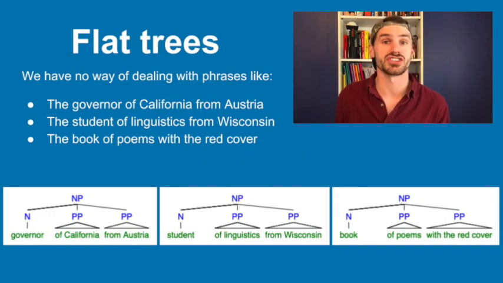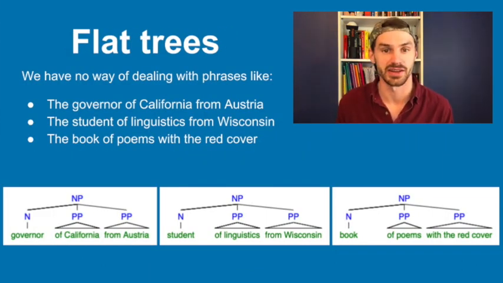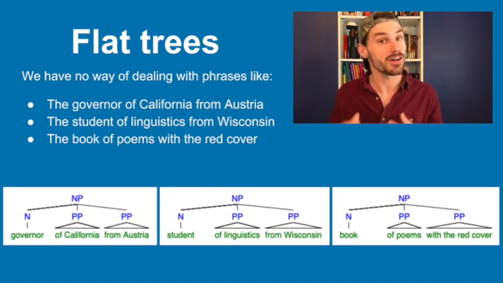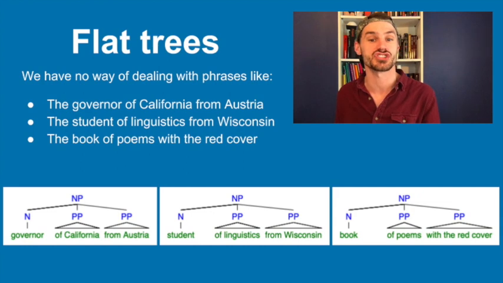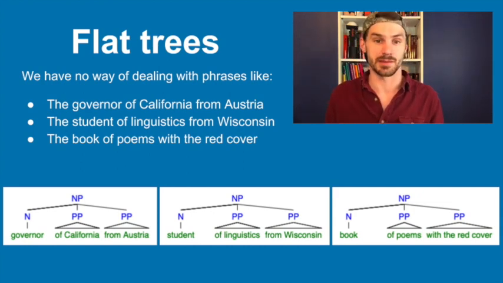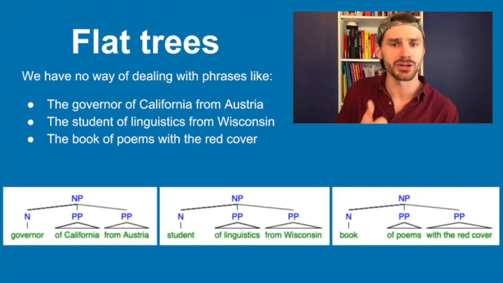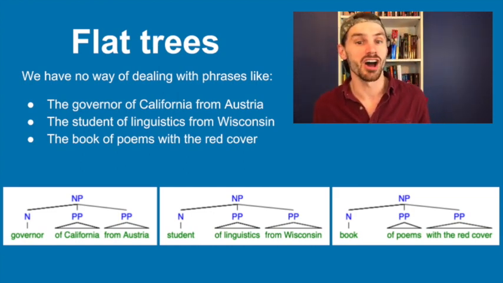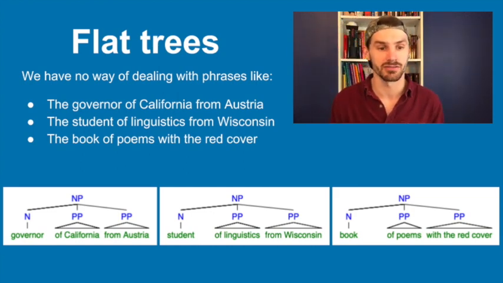So let's go back to the issue that I raised in the first slide. We have these simple, flat trees that kind of fall short on their ability to help us show how sentences are generated. So take a look at these example sentences. The governor of California from Austria. The student of linguistics from Wisconsin. The book of poems with the red cover.